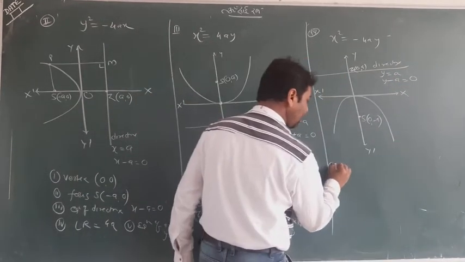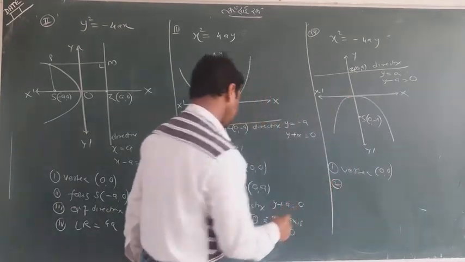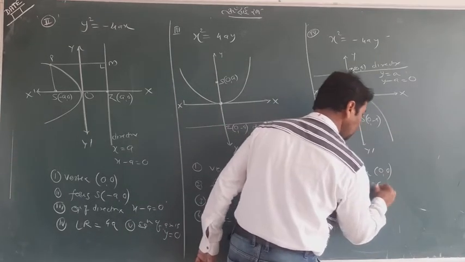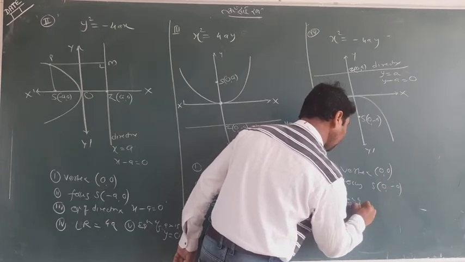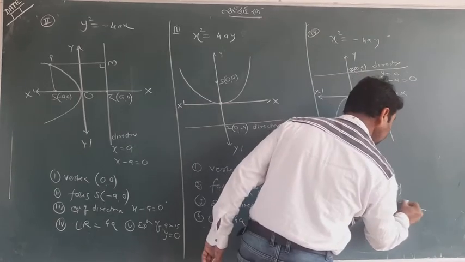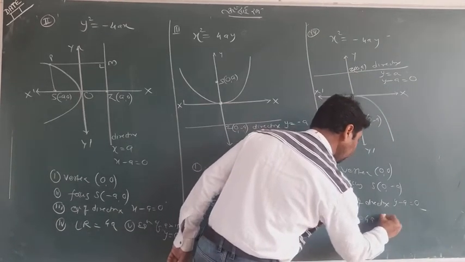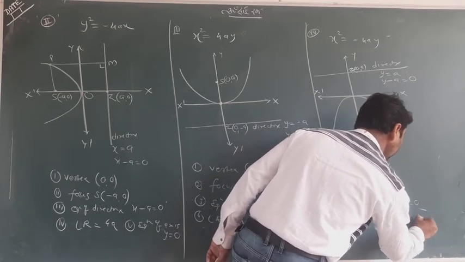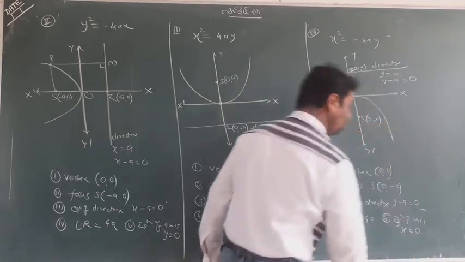And 5 things again, right? What is the vertex? Double zero. Second, what is the focus? See here, the focus is 0, minus a. Third, the equation of the Directrix we already found, which is y minus a equal to 0. Fourth is the latus rectum, always 4a. And fifth is the equation of the axis. It is formed along the y-axis, whose equation is x equal to 0.